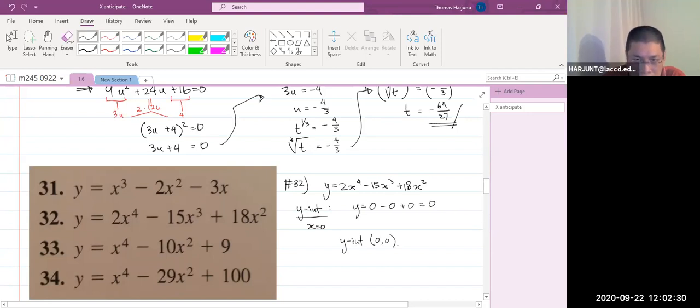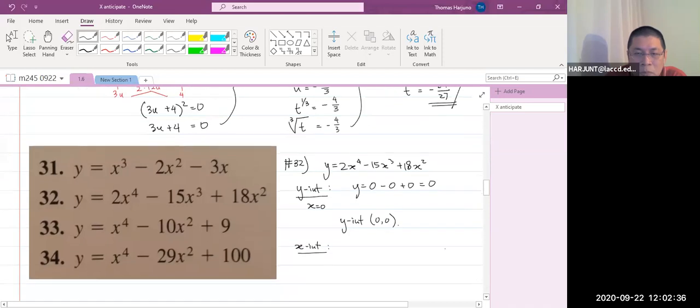That's easy. How about the x-intercept? For the x-intercept, we set y equals 0, and then you solve for x. What do you think we will need to do first?